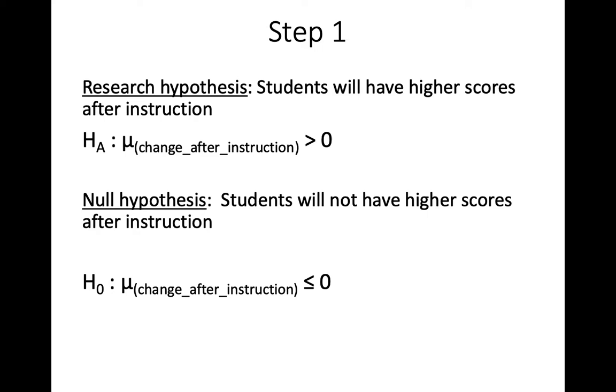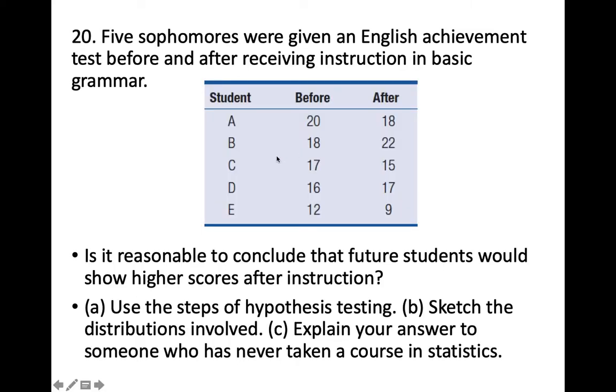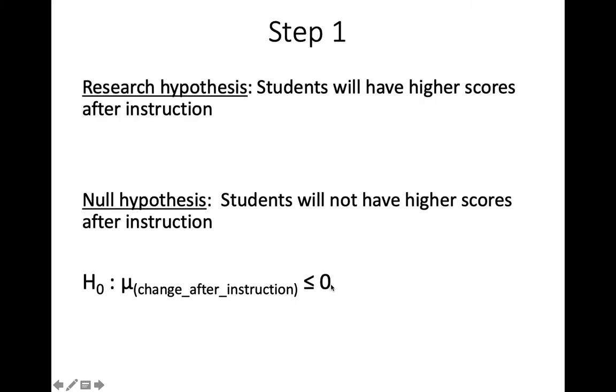Okay, so here's step 1 of hypothesis testing: we're going to state a null and a research hypothesis about populations. So our research hypothesis, and I often find it's easier to start with the research hypothesis because it's just translating that question into a statement. So the question was, is it reasonable to conclude that future students would show higher scores after instruction?